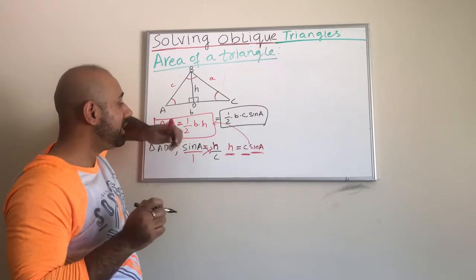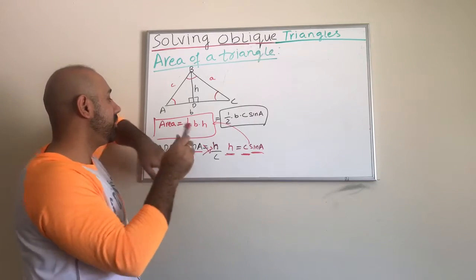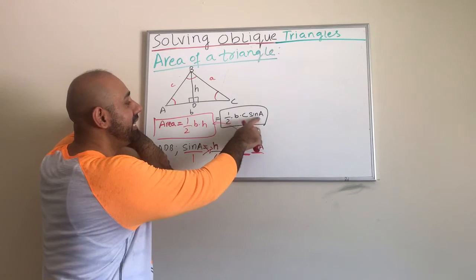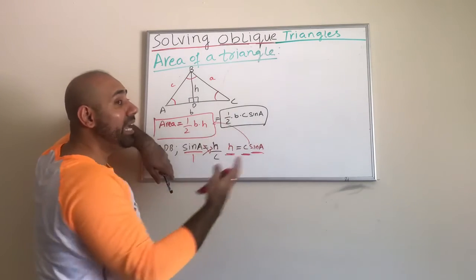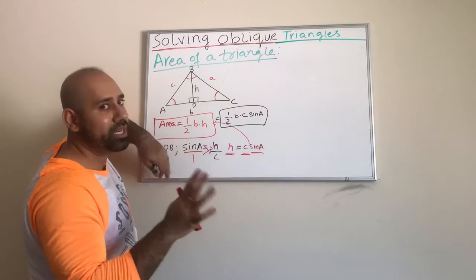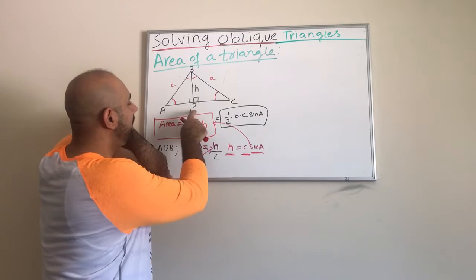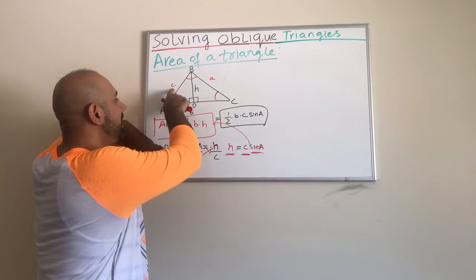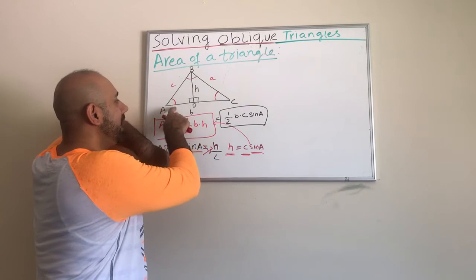But what are the three things that we need for this formula to work? Guys, we need the lengths of two sides, and the sine of the adjacent angle, or included angle. Look at this particular triangle. We need to know the length of this side b, the length of this side c, and then the included angle, right?